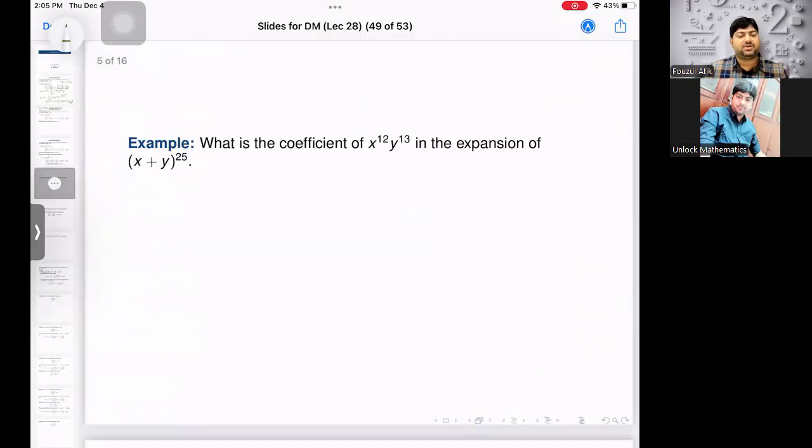Now look at this one. Very interesting problem. What is the coefficient of x to the power 12 into y to the power 13 in the expansion of (x plus y) whole to the power 25?